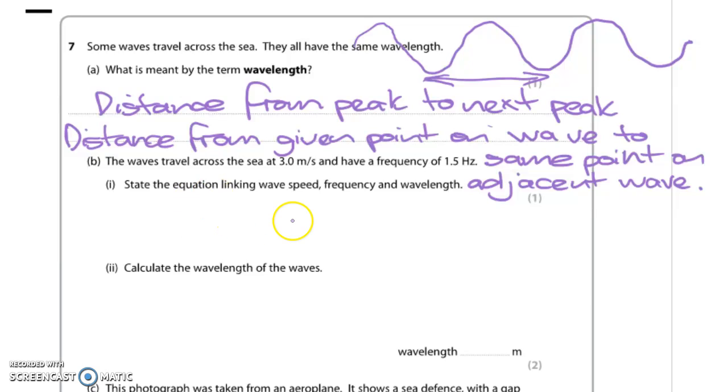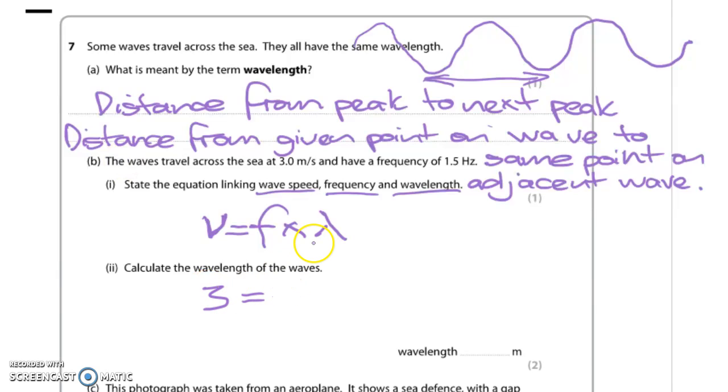Okay, next question. The equation linking wave speed, frequency and wavelength. The recognized symbols here: wave speed is v, the symbol for frequency is f, okay, and the symbol for wavelength is lambda. Okay, very straightforward calculation here.